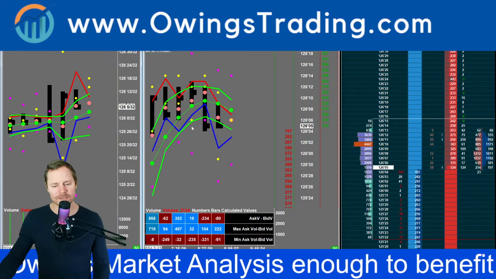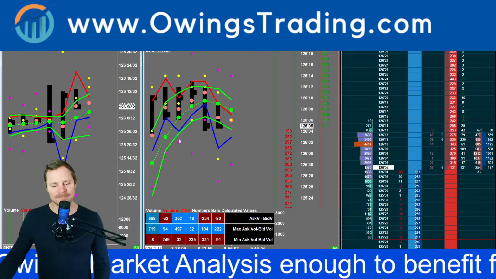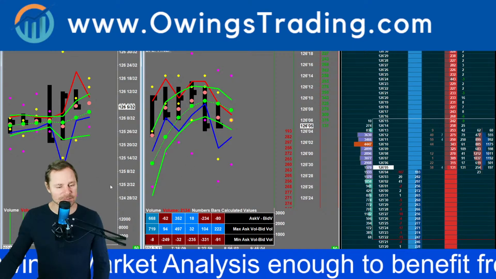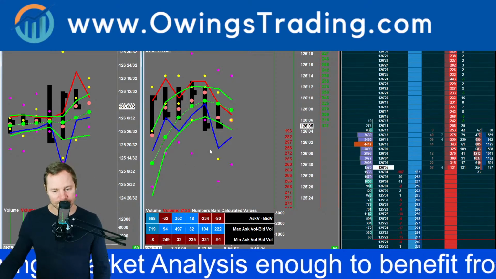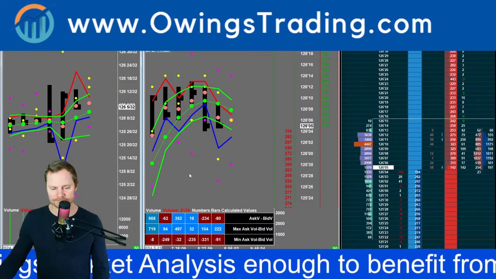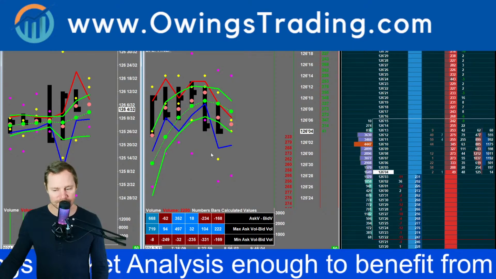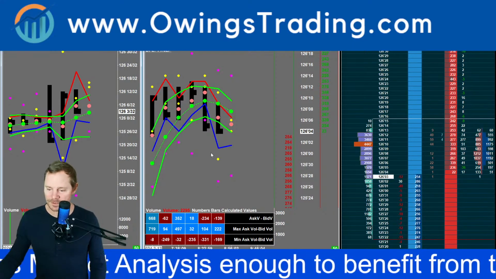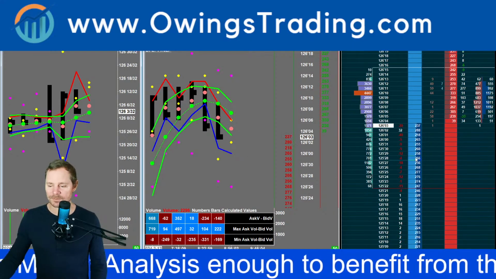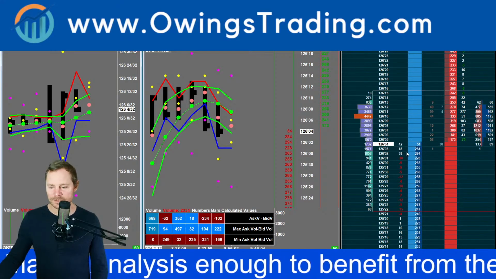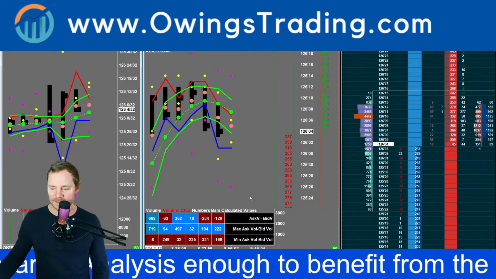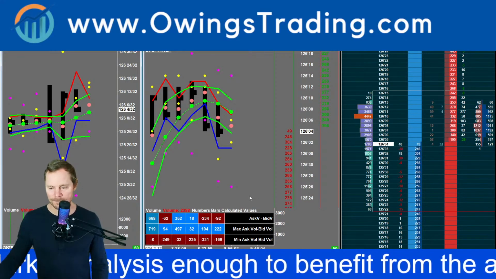Yeah. So here, the reason I closed that was because it looked to me, based on all the evidence I saw here, that it probably wanted to fish lower. So I'm happy I got a couple ticks out of it. I'm happy I read it correctly. That's where the DOM is really helpful when you've got good software like Sierra Chart here and you can see the pulling and the stacking. That was pretty sweet.